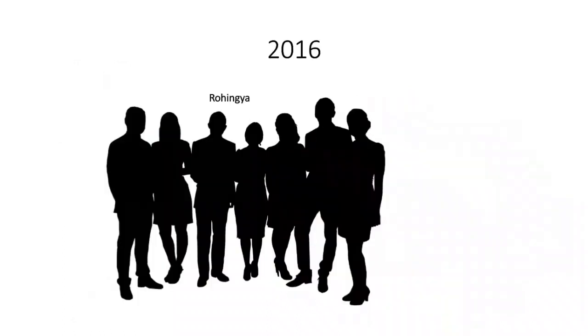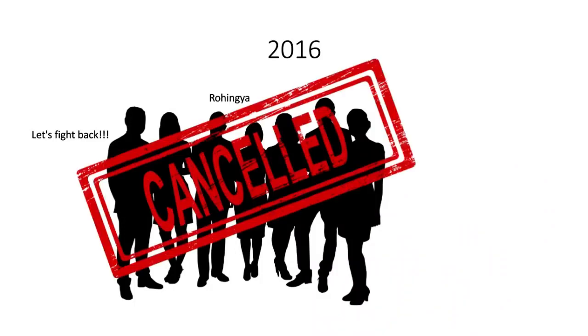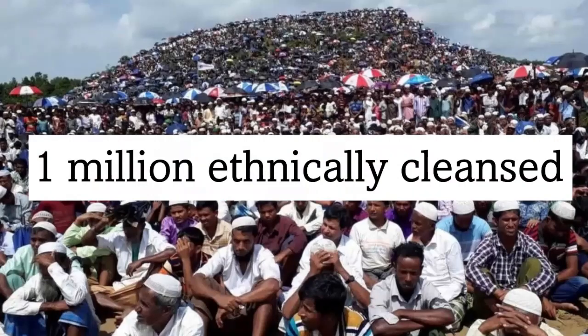And in 2016, the Rohingya decided that they were going to fight back. And let's just say they tried, guys, because it didn't work out, which basically led to 1 million being ethnically cleansed.